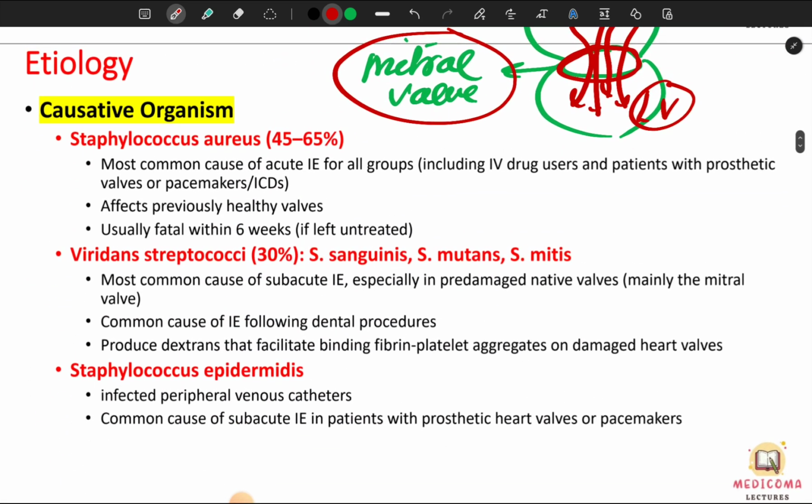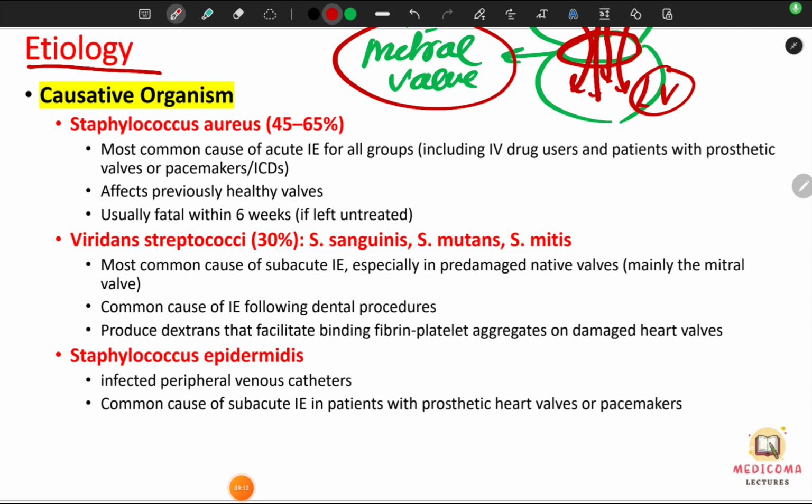So now we will discuss the etiology of infective endocarditis. It is an infectious cause. So what are the pathogens and causative organisms which can cause infective endocarditis? Let's discuss it. Most commonly it is Staphylococcus aureus. In 45 to 65% of patients, infective endocarditis is caused by Staphylococcus aureus. So if there is any MCQ related to infective endocarditis, the most common pathogen is Staphylococcus aureus. So you can mention this.